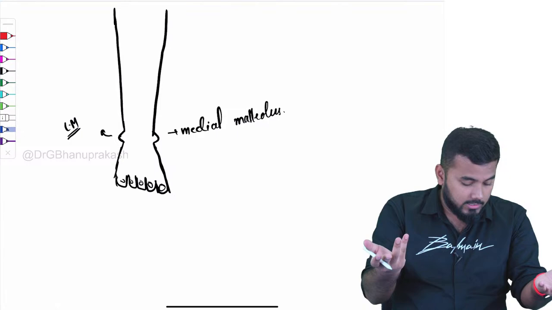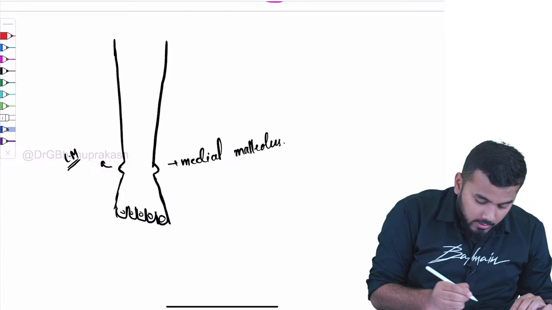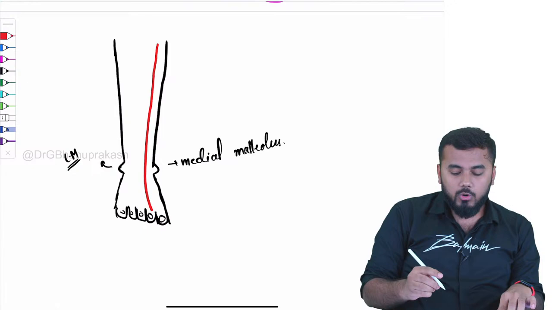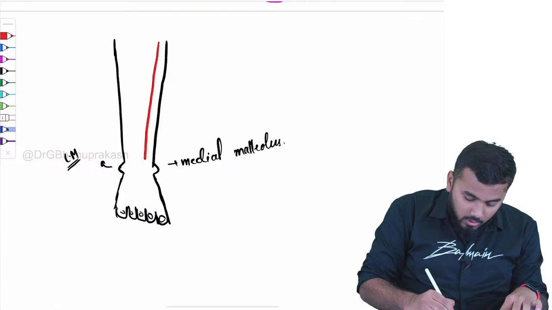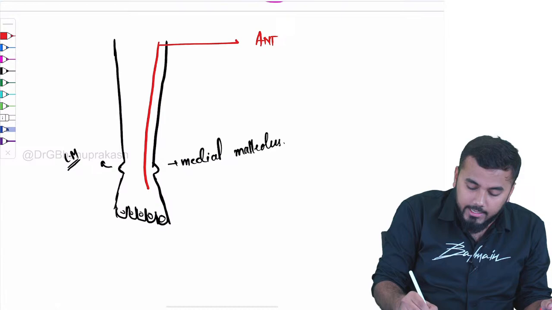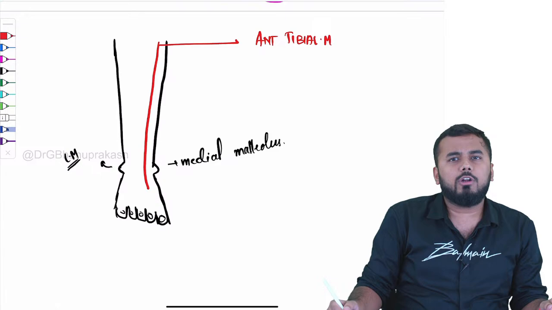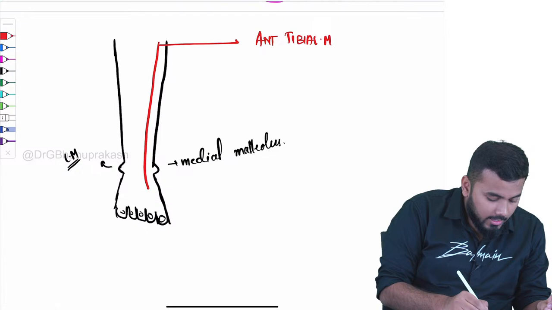So look here, guys. One muscle I'm drawing here. This muscle is coming down all the way, and it is located anterior to the tibia. So, can I call this muscle the anterior tibial muscle, or tibialis anterior muscle? Because it is located anterior to the tibia. Next, Roy, I'll come to that muscle.